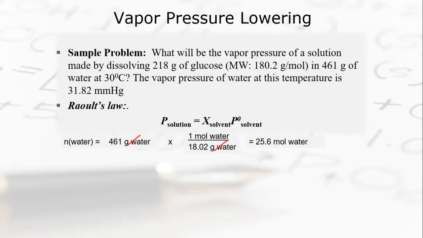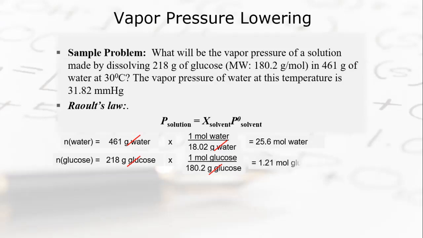Okay, let's calculate now the moles of glucose. And I didn't want to bother you with calculating molar mass. I gave you the molecular weight. So we had 218 grams. They told us over here that 1 mole is, that's right, 180.2 grams. We can cancel out the grams of glucose units, and we're left with moles of glucose. And the result is 1.21 moles of glucose.